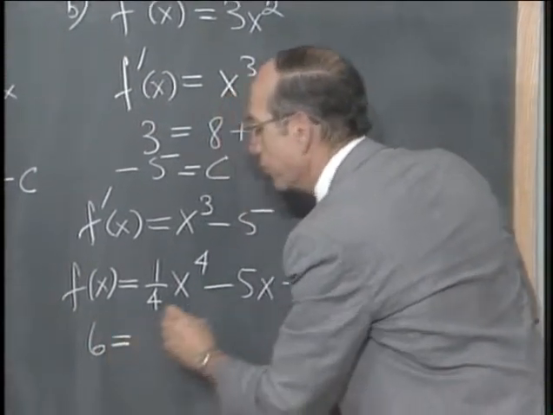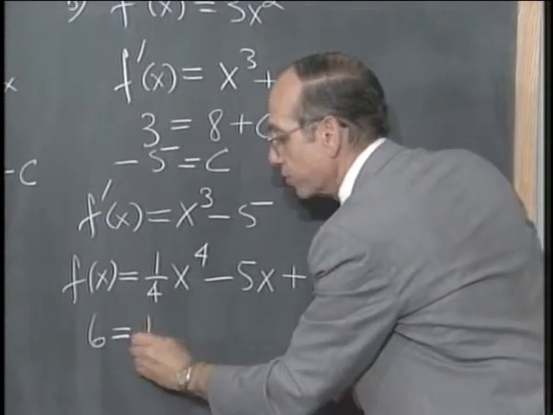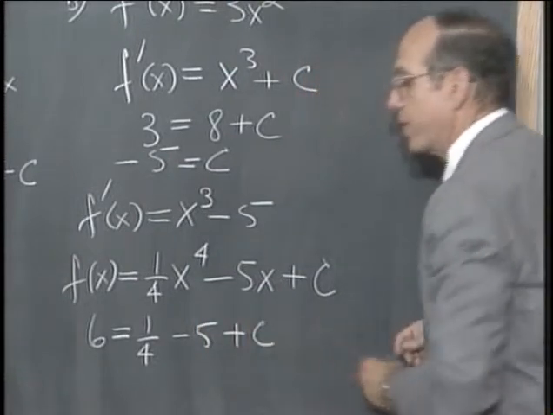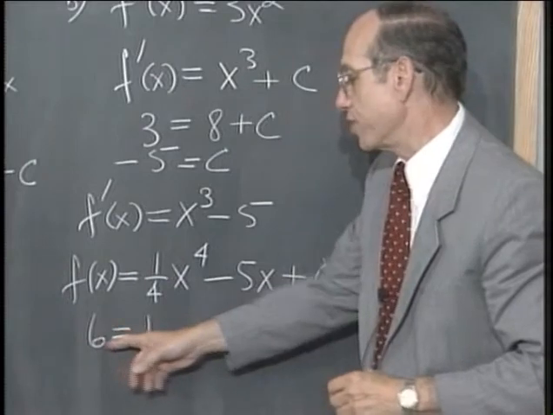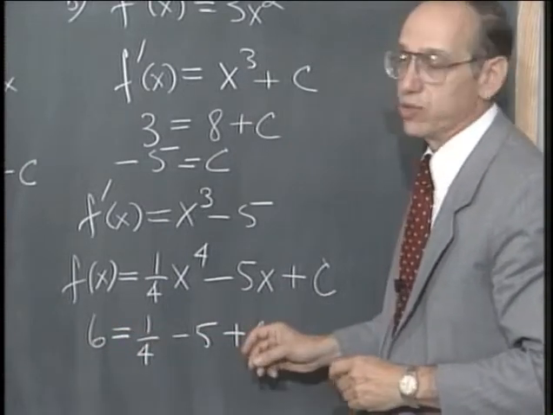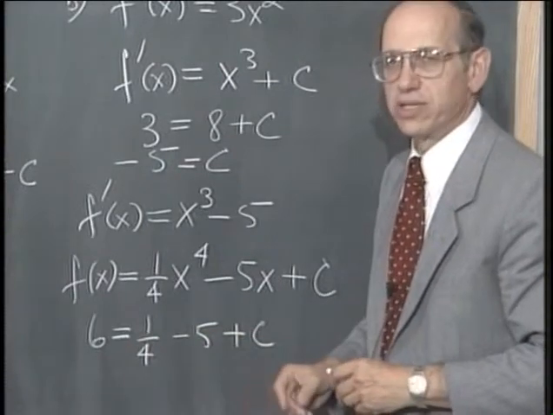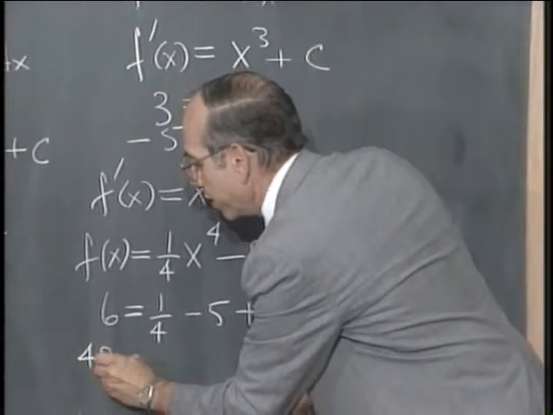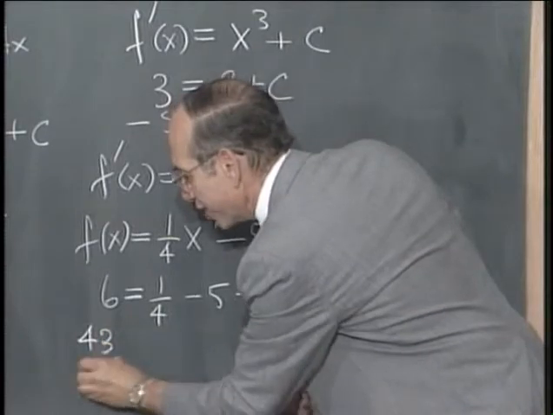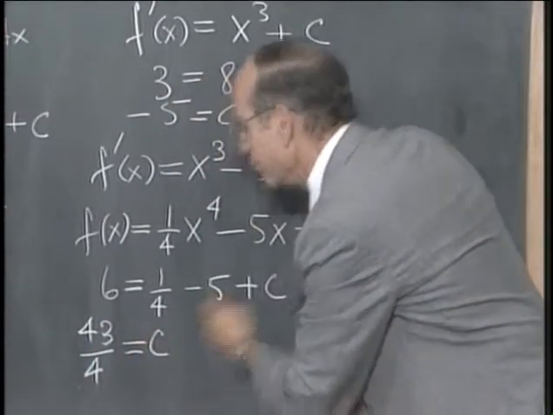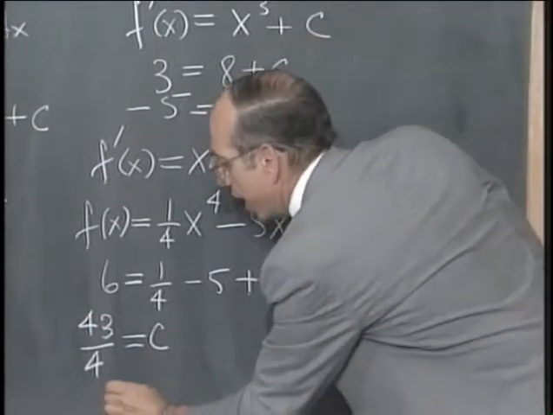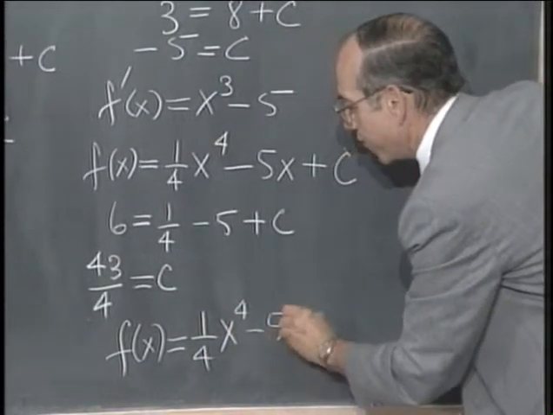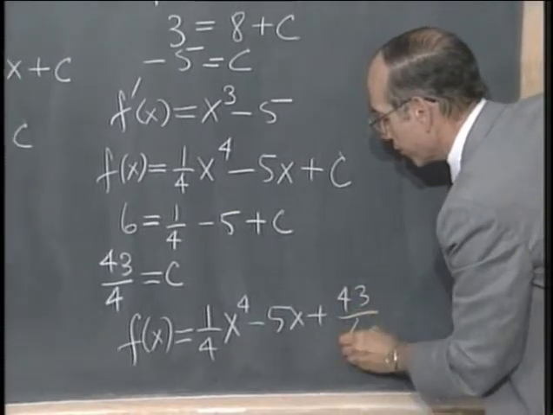So I have 6 is equal to 1/4 of 1 to the 4th, which is simply 1/4, minus 5 times 1 is 5, plus c. Now again, I have an arithmetic problem. If I add 5 to both sides, I'll get 1/4 plus c is equal to 11, and then I subtract a quarter. What's 11 minus a quarter? 10 3/4. 10 3/4 is 43 over 4, and that's equal to c. Final result, f of x is equal to 1/4 x to the 4th minus 5x plus 43 over 4.